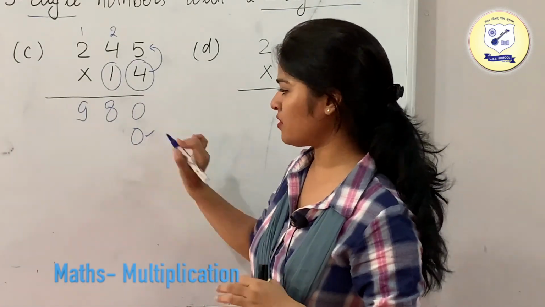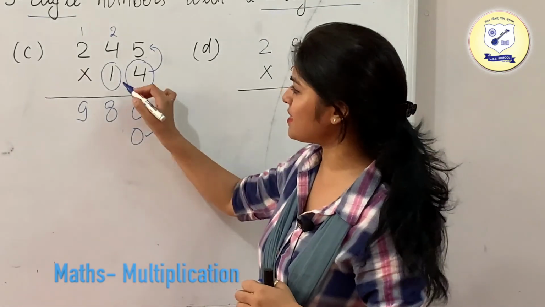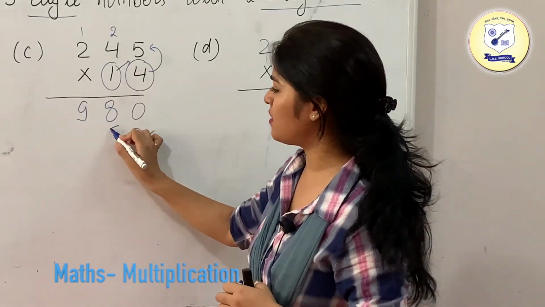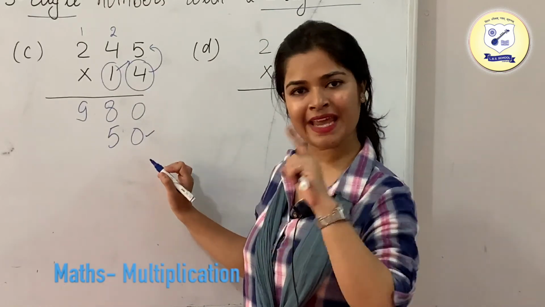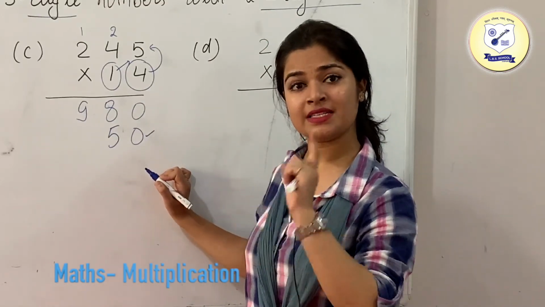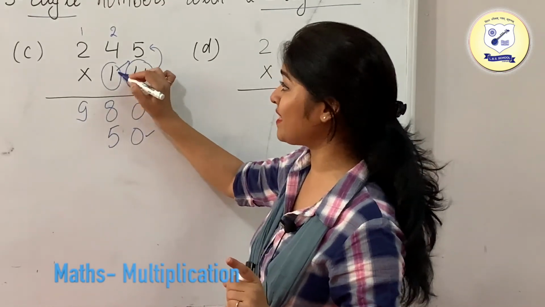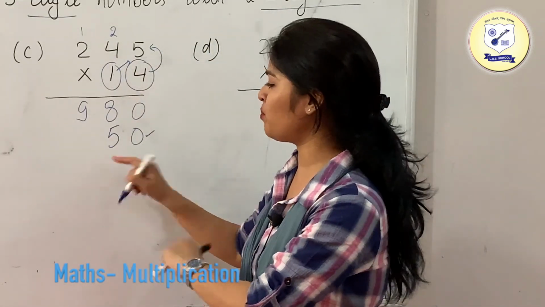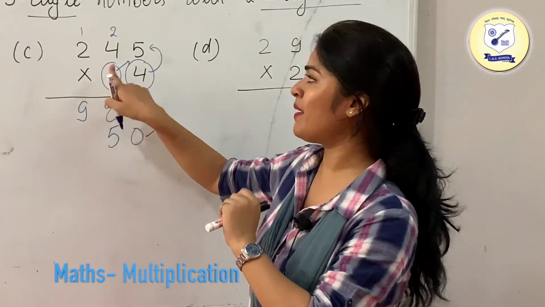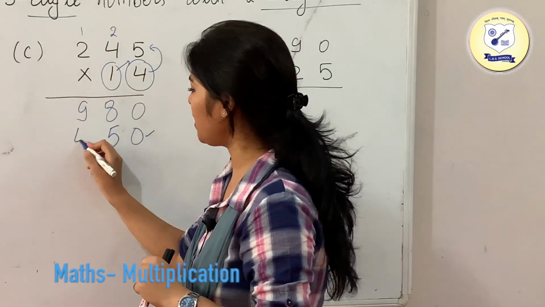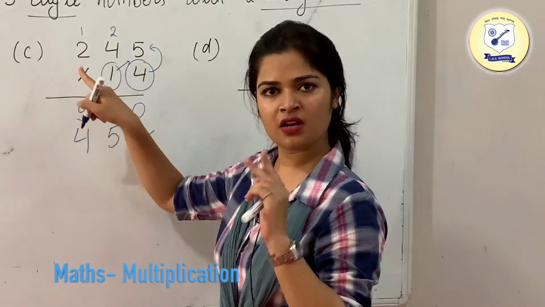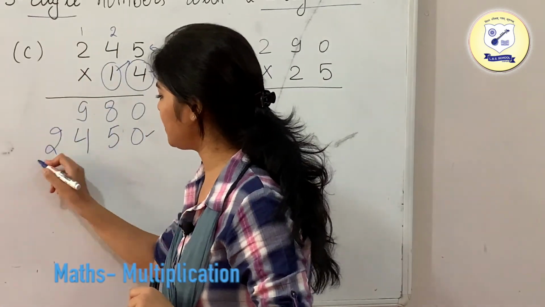I have put 0 over here. Now start multiplying by the second digit. So 1 5 is 5. If you are multiplying any number with 1, what we get is the same number. So we are multiplying this 1 by 5, so your answer is going to be 5. Similarly, if you are multiplying 1 with 4, your answer is going to be 4. 1 2 is 2. So this is it.